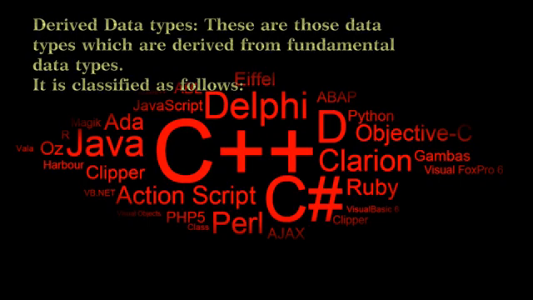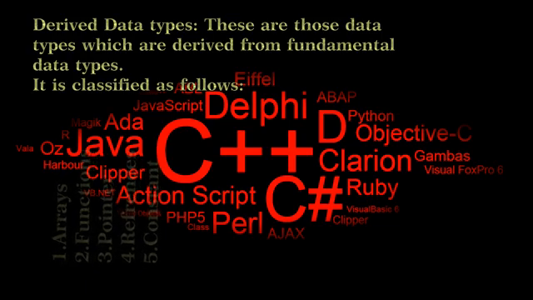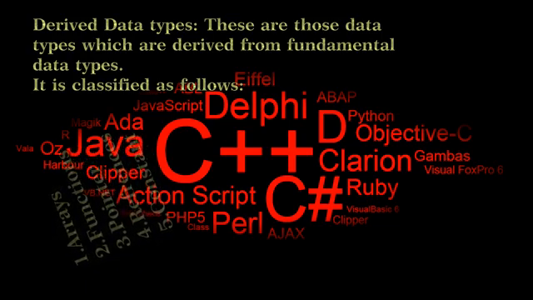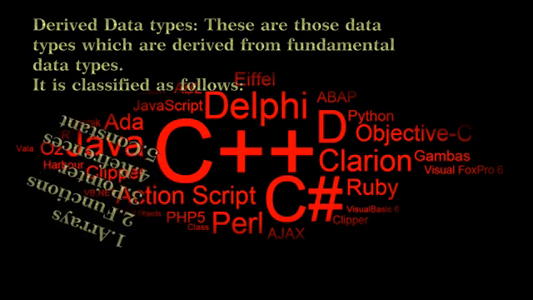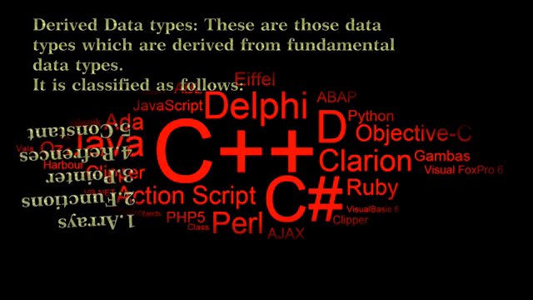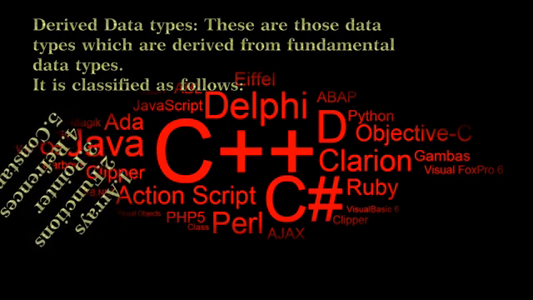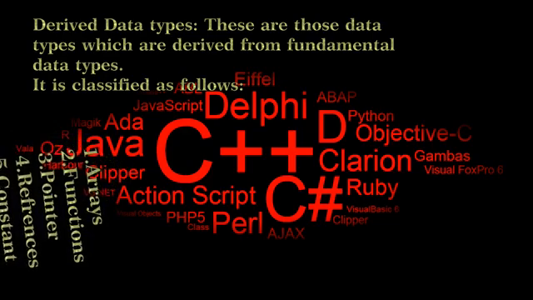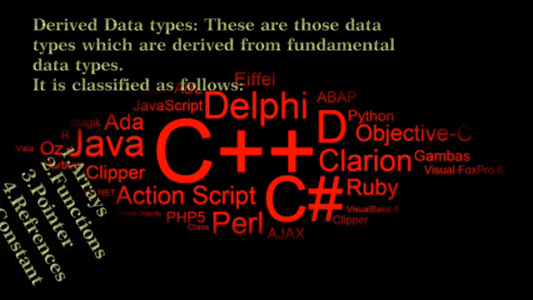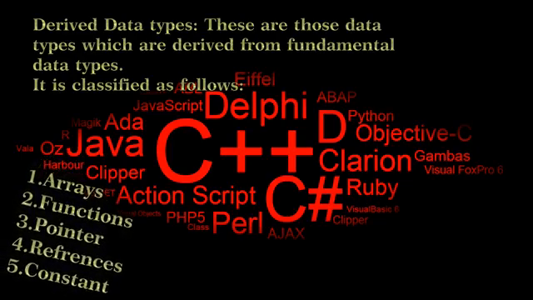The next kind of data type is the derived data type. Derived data types are those that derive some functionality from the fundamental data types, which means they can only be created if we are using the fundamental data types. These are also classified into different categories: arrays, functions, pointers, references and constants. The most popularly used are arrays and functions. We use them all over in programming, whether C++, Java or any other programming language.